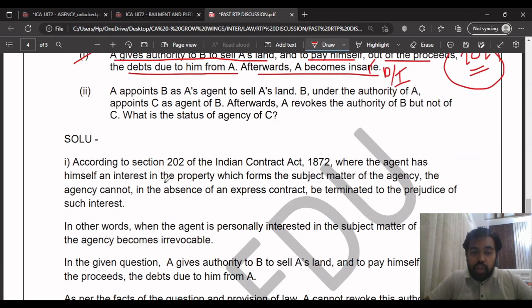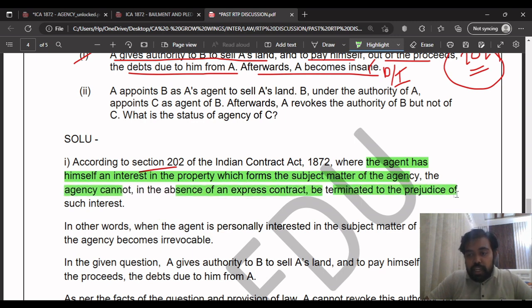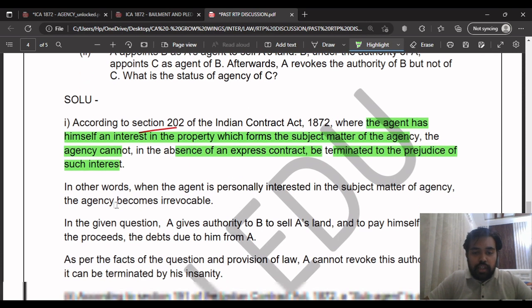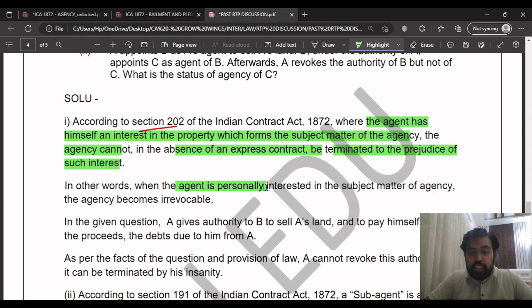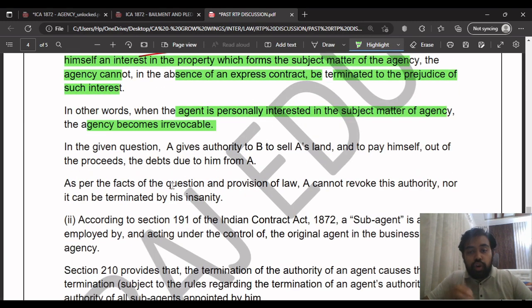Irrevocable agency. Above we read Section 202, where it says that where the agent himself has an interest in the property which forms the subject matter of the agency, the agency cannot, in the absence of an express contract, be terminated, as that is prejudicial to the interest of the agent. In other words, when the agent is personally interested in the subject matter of the agency, it becomes irrevocable. So A giving authority to B to sell his land and to pay himself out of the proceeds the debts due to him from A, as per the facts given in the question, A cannot revoke this authority, nor can it be terminated by his insanity, his death, or his insolvency. It is irrevocable agency.